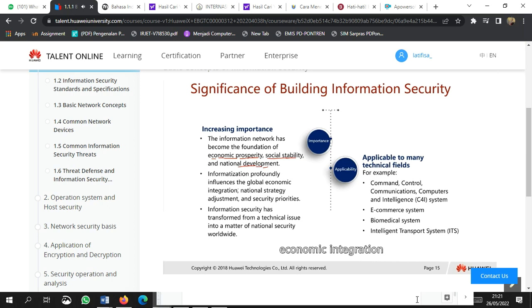Informationization profoundly influenced global economic integration, national strategy adjustment, and also security priority. So this is about the global economy, which is really true. Information security has transformed from a technical issue into a matter of national security worldwide. Also, information technology is applicable to many technical fields. For example, C4I. C4I stands for Command, Control, Communication, Computers, and Intelligence. This is actually the system used primarily in the military field.